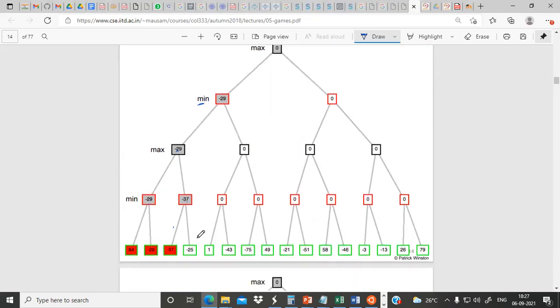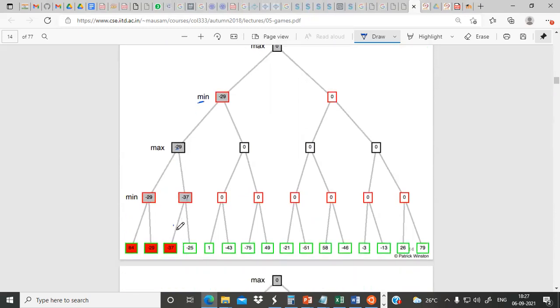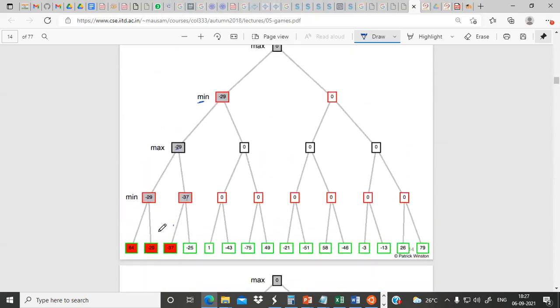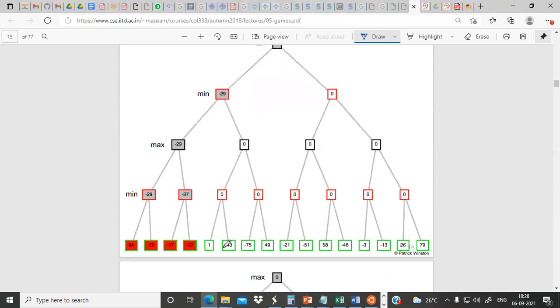Now we have explored only one child of this, but it has another child. When you explore this child, what will happen? This is minus 25. Already this is minus 37. What is the minimum? This is player 2, who always wants to minimize player 1's value. So minus 37 is the minimum one, and it will remain as minus 37. There is no change because minus 37 is less than minus 25, right? So after exploring minus 25 also, there is no change here.